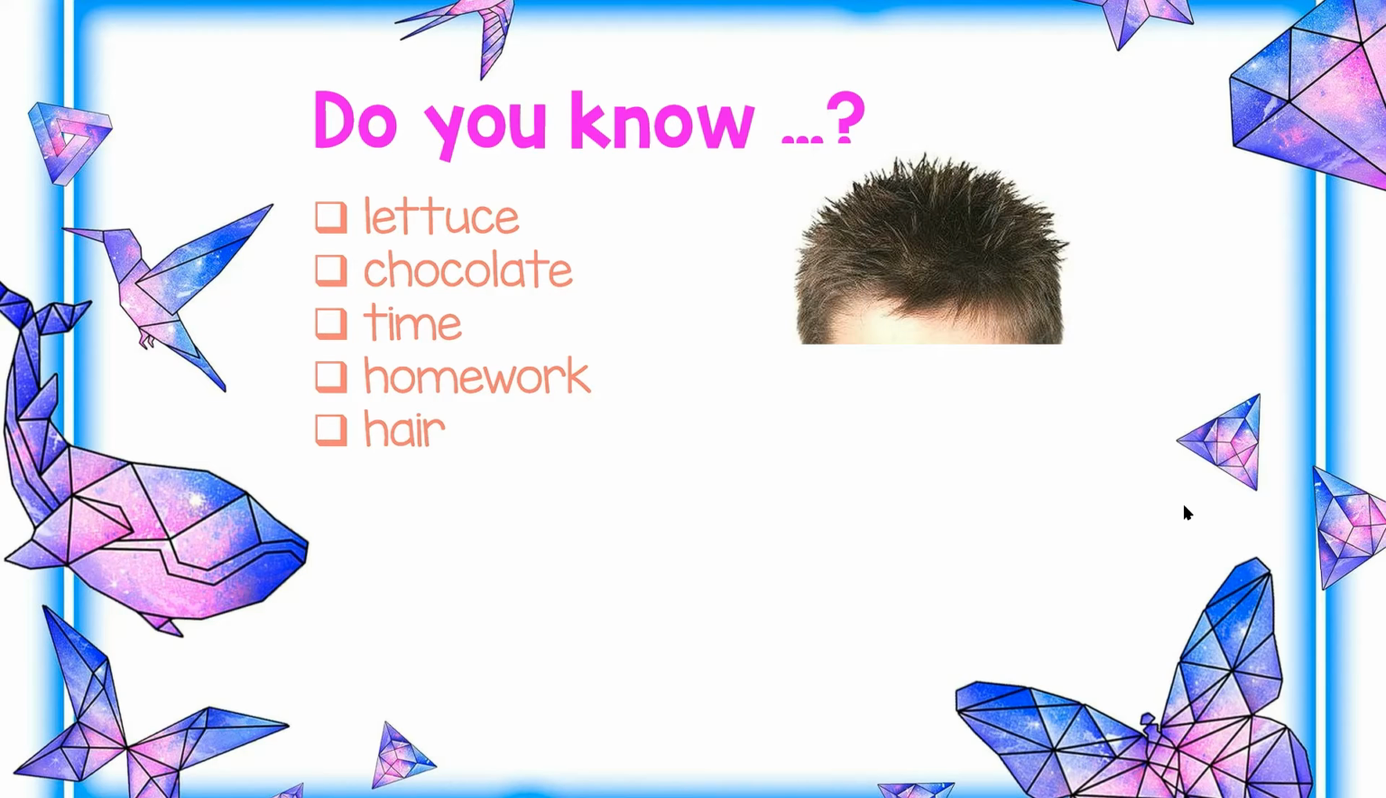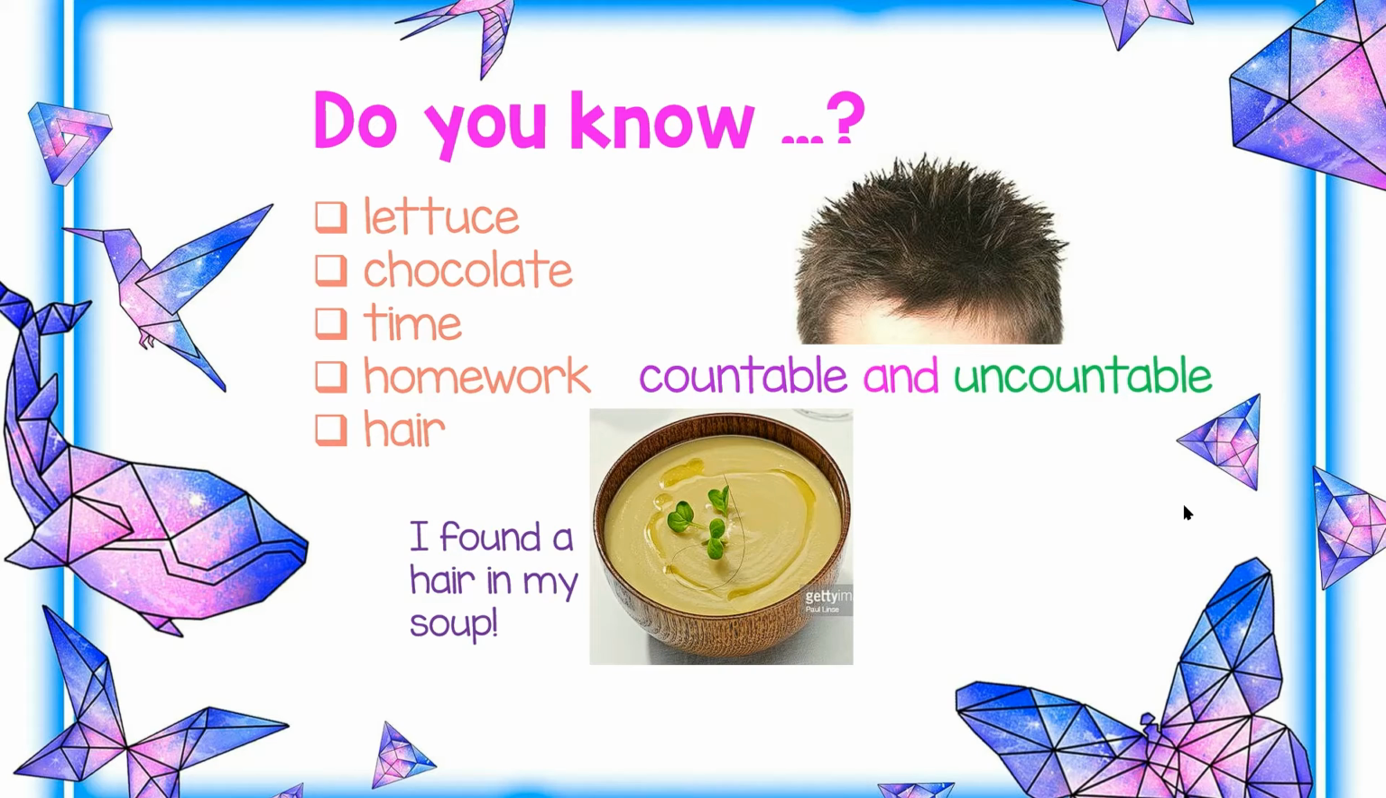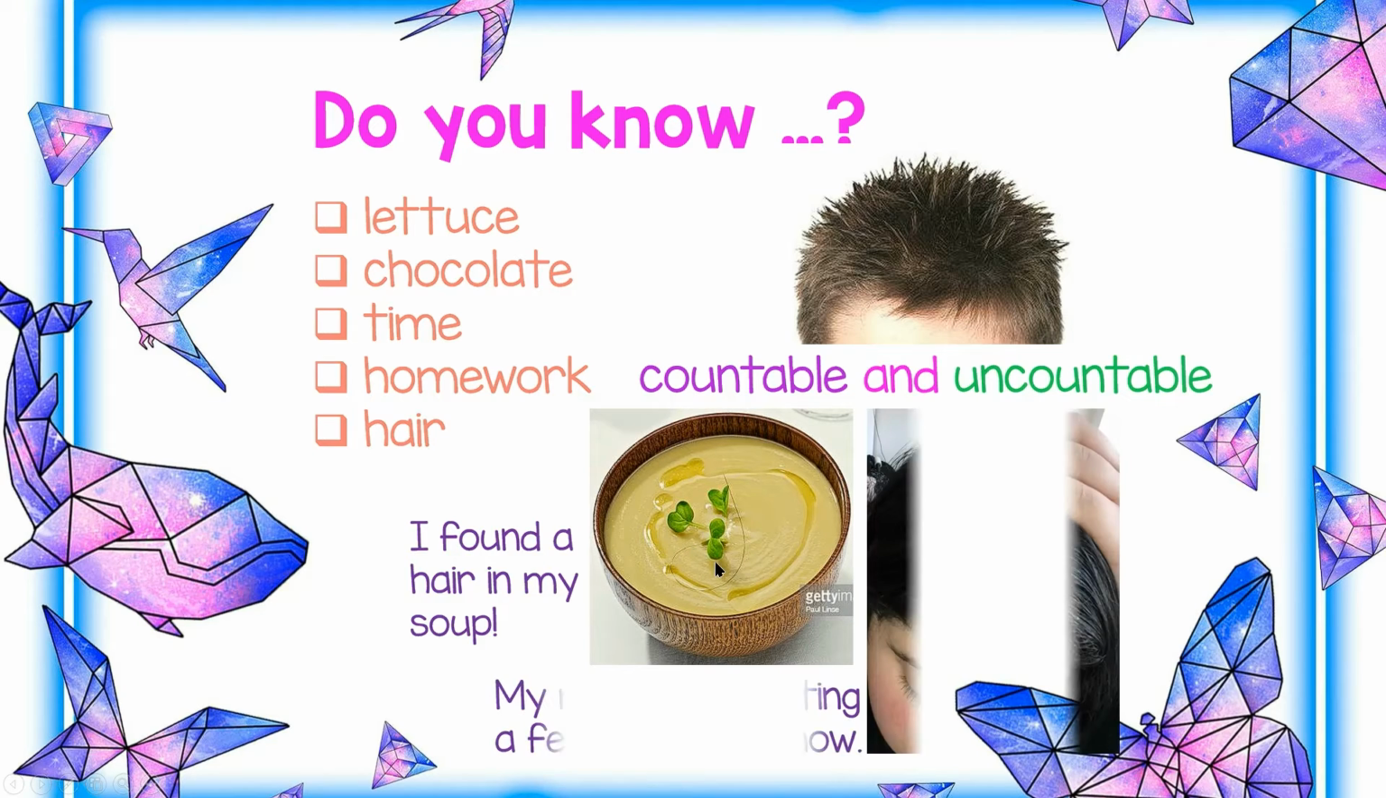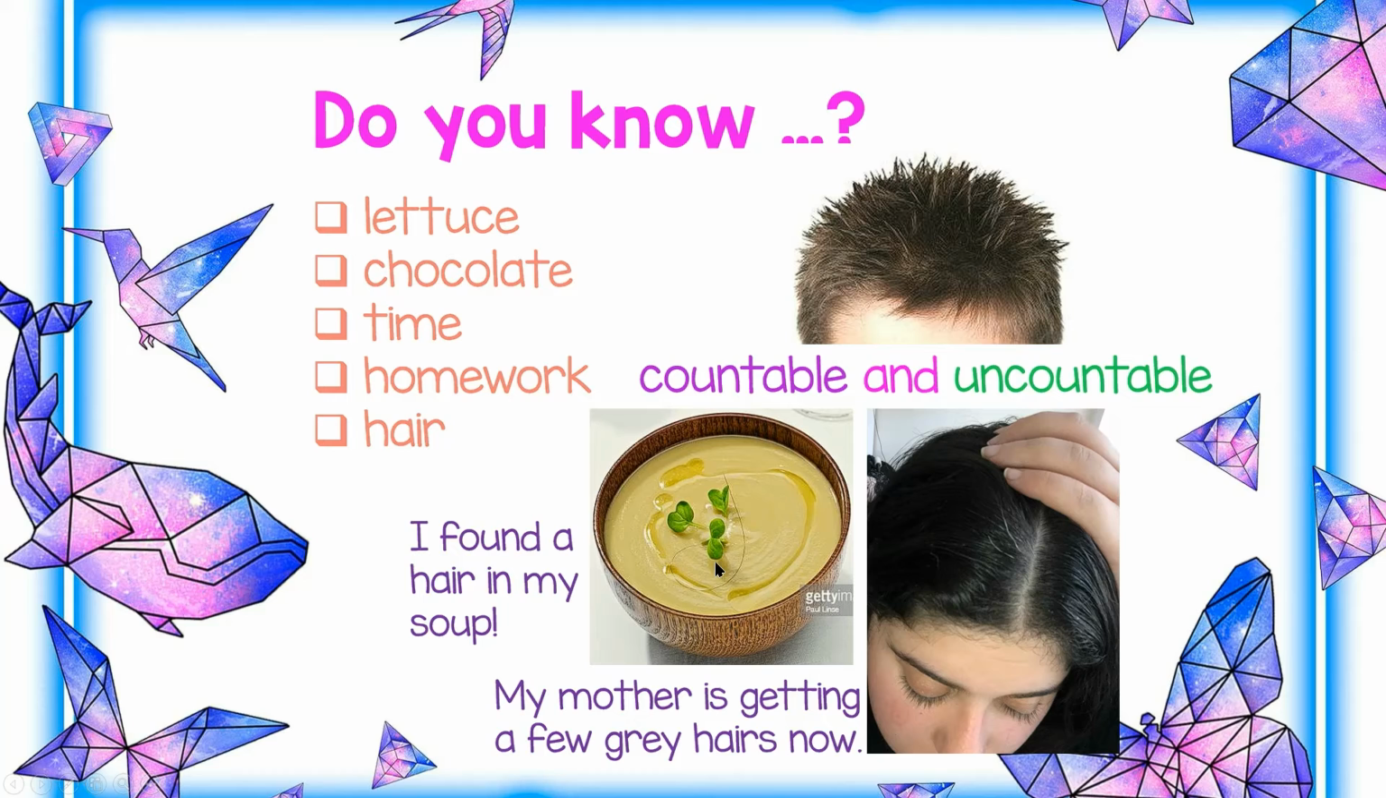Lastly, what about hair? Hair can be both countable and uncountable. Let me show you a few examples. Hair can be counted when you refer to strands of hair, like I found a hair in my soup. Can you see? A strand of hair in the soup. Or my mother is getting a few gray hairs now.